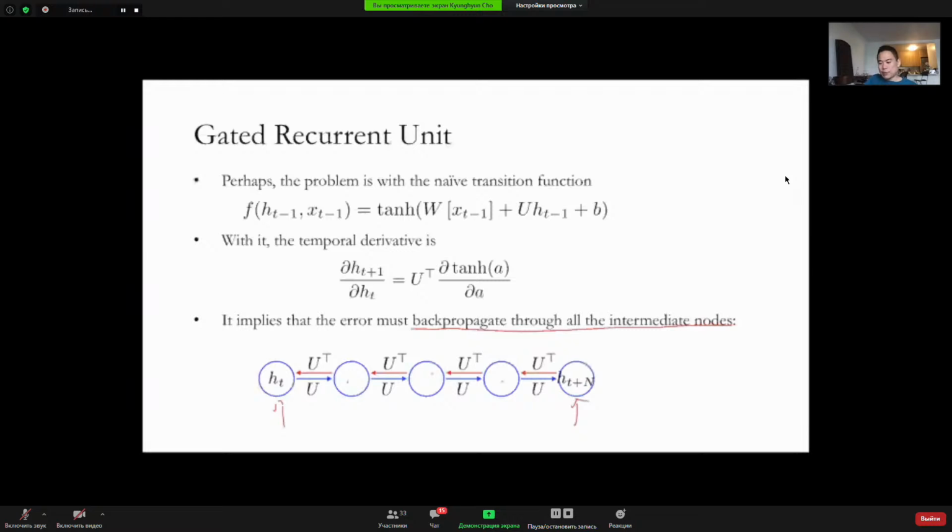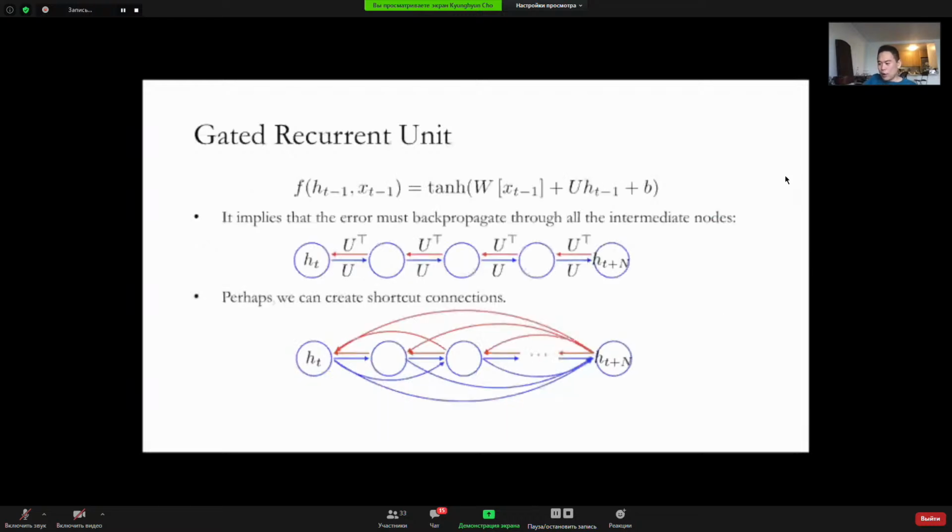What happens is the temporal difference can be written down as the product of the temporal differences of every layer. And then perhaps that's an issue. What if we say that we're going to create all these shortcut connections that bypass all these time steps? Would that actually avoid the issue?